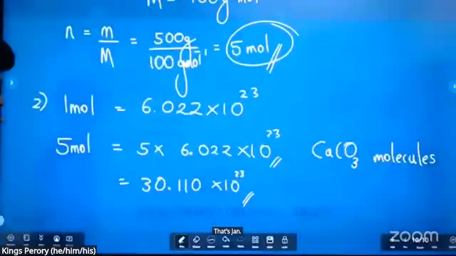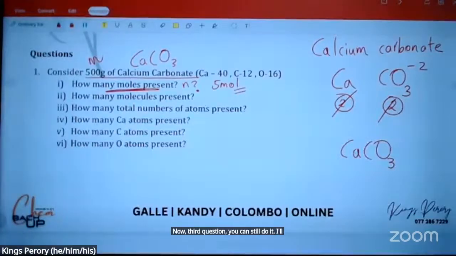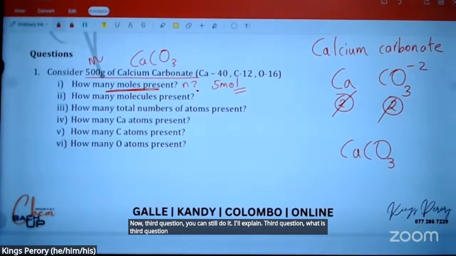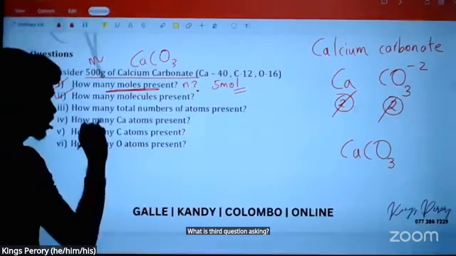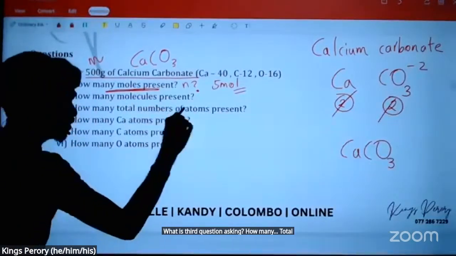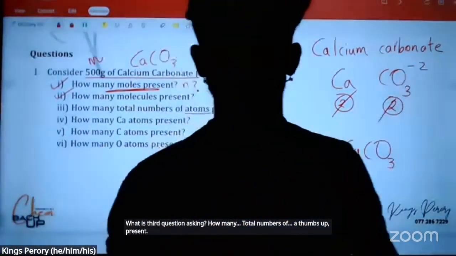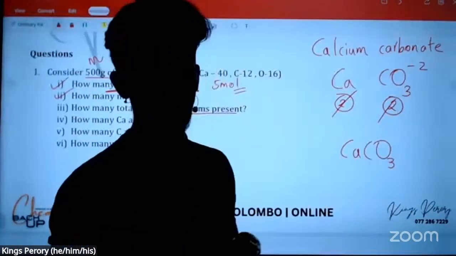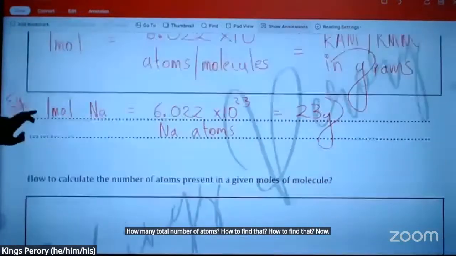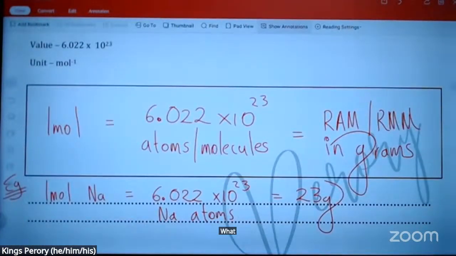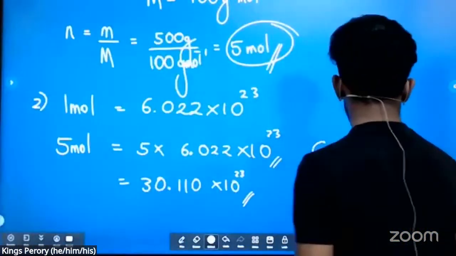Correct. Now, the third question. I'll explain. What is the third question asking? How many total number of atoms are present? How to find that? Now, what is the part I have taught you until now?